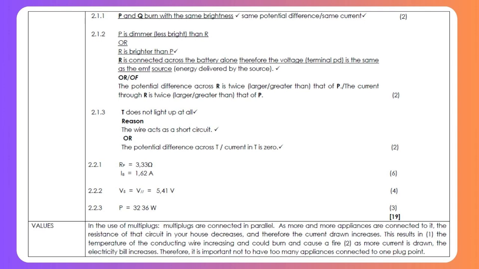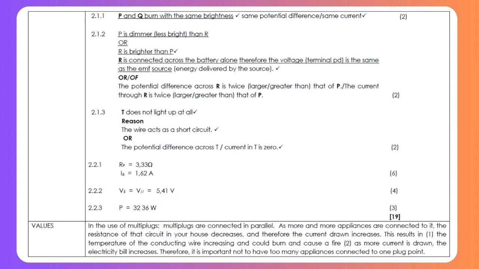2.1.1 P and Q burn with the same brightness, same potential difference / same current. 2.1.2 P is dimmer, less bright than R. Or R is brighter than P. R is connected across the battery alone, therefore the voltage, terminal PD, is the same as the EMF of the source. The potential difference across R is twice greater than that of P / the current through R is twice greater than that of P.